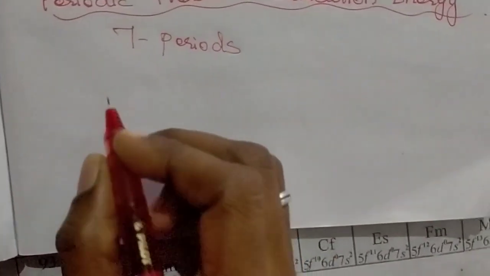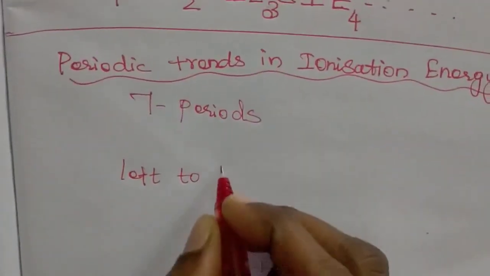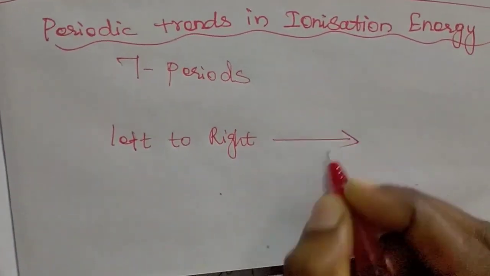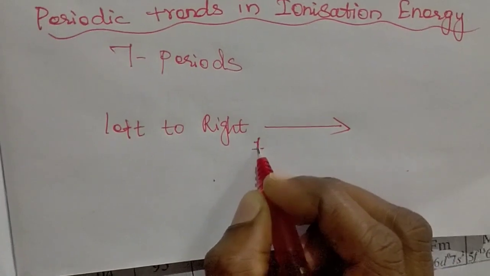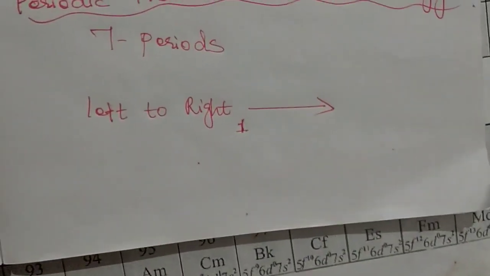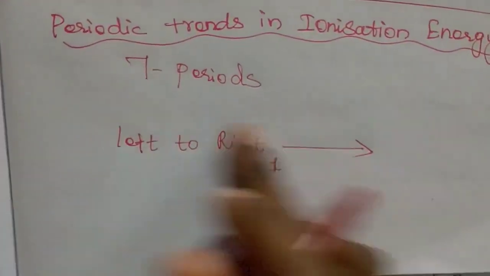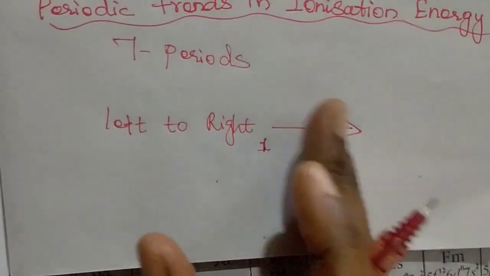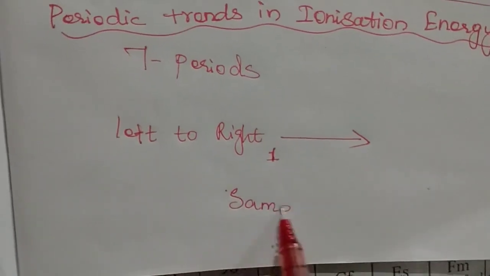Move from left to right of the periods. First period, maybe in the first period. Okay, we consider the first period. So see here, the valence electron is added in the first period within the same shell. Okay, we add the electron to the elements in the same shell.